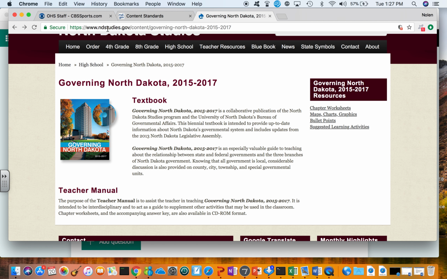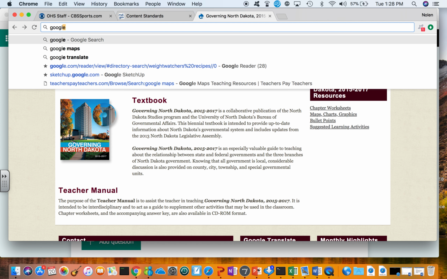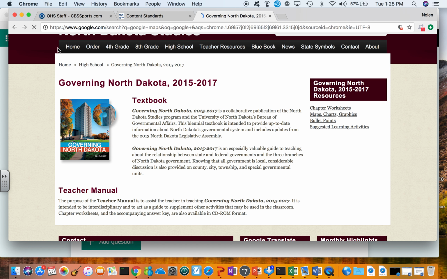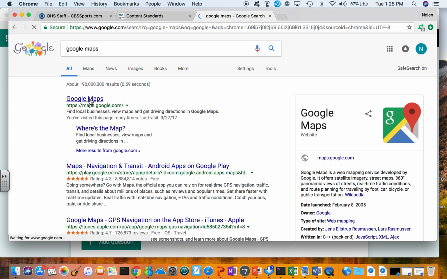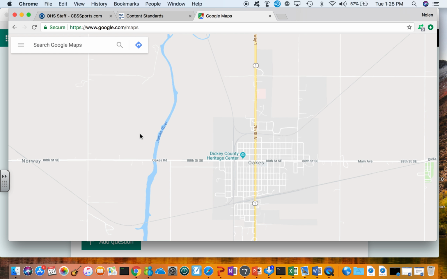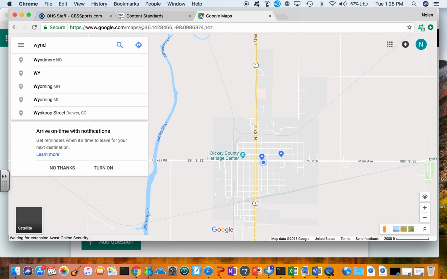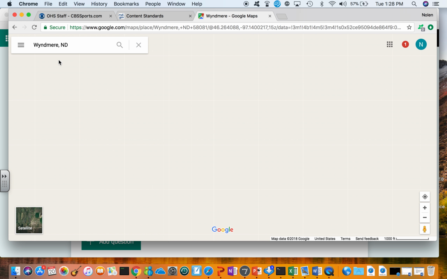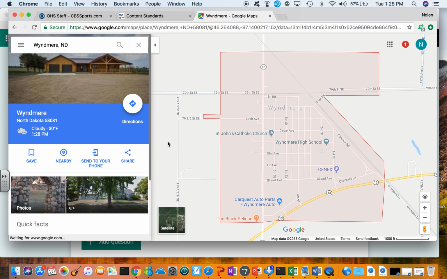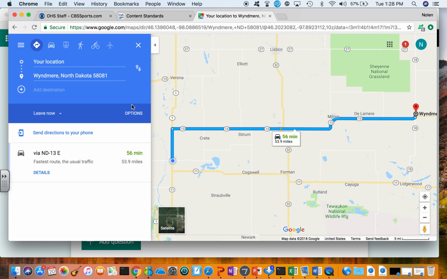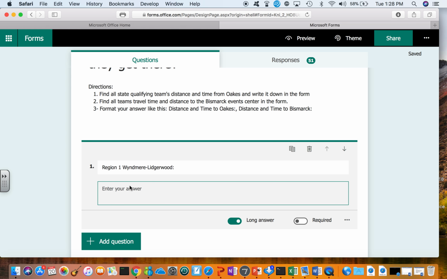Now, what I'm going to do is use Google Maps. All I'm going to do is search up Wyndmere, North Dakota, from Oaks. I'm going to get directions from my location. It says it is 56 minutes and 53.9 miles. So I'm going to go back to my worksheet. I'm going to type that in right here.